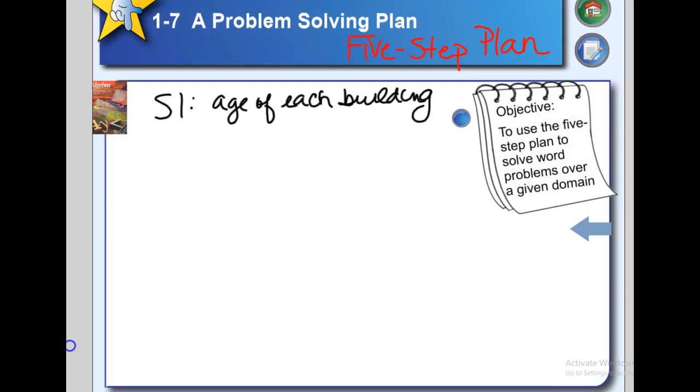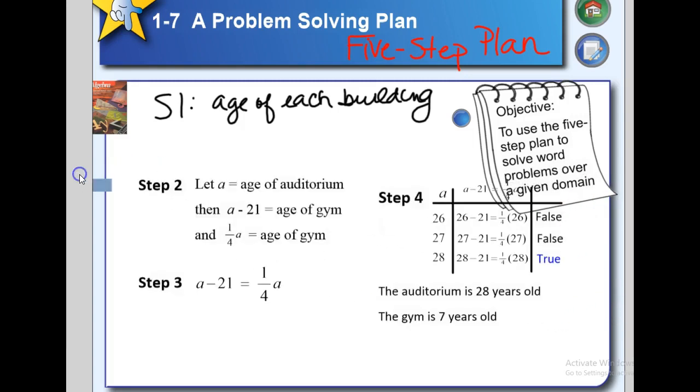Okay, now, step number 2. Remember, step number 2 are the let statements, and they gave us a hint. Our first let statement has to do with the domain. Now, I'm going to go ahead and pull out the work here. Okay, so here's step number 2. Well, they told me that the choices for the age of the auditorium is 26, 27, and 28. So that's my first let statement. Let A be the age of the auditorium. Next let statement. We need a let statement for the gym. The gym is 21 years newer than the auditorium. Ooh, newer. What operation do you think goes with that? Yeah, nice.